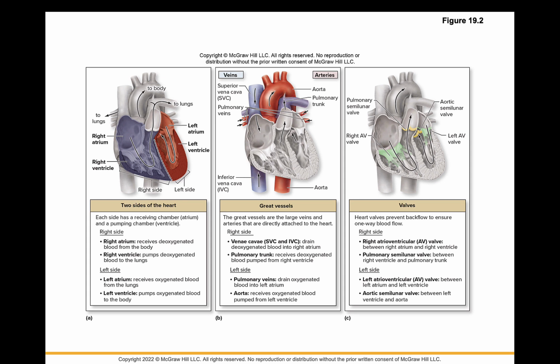from the pulmonary trunk. On the left side, we have the left AV valve, and that is between the left atrium and the left ventricle. And we also have the aortic semilunar valve, which is separating the left ventricle and the aorta.